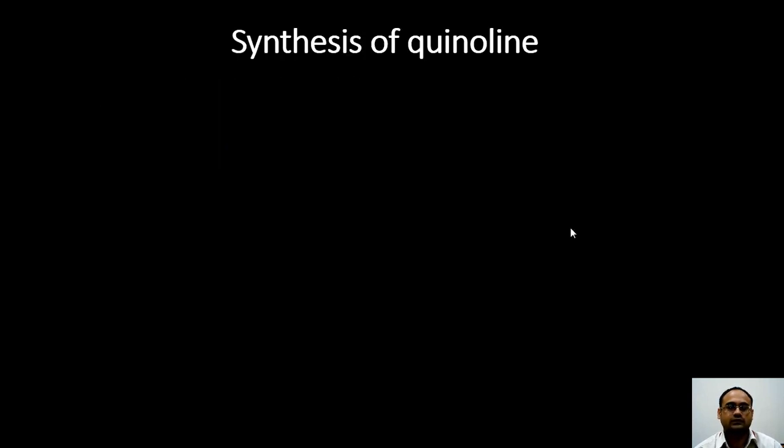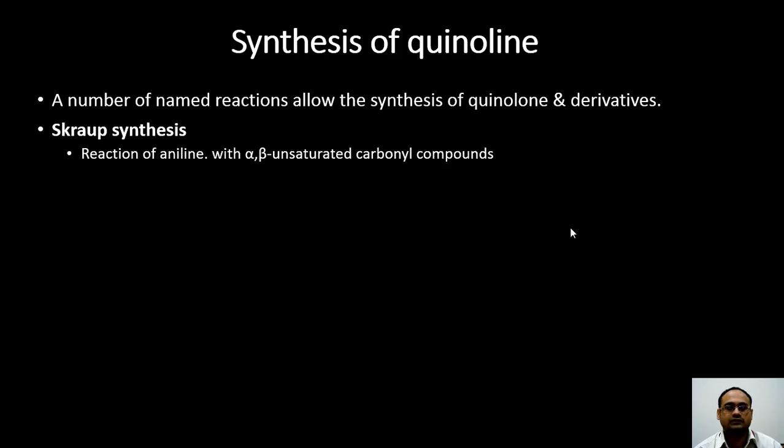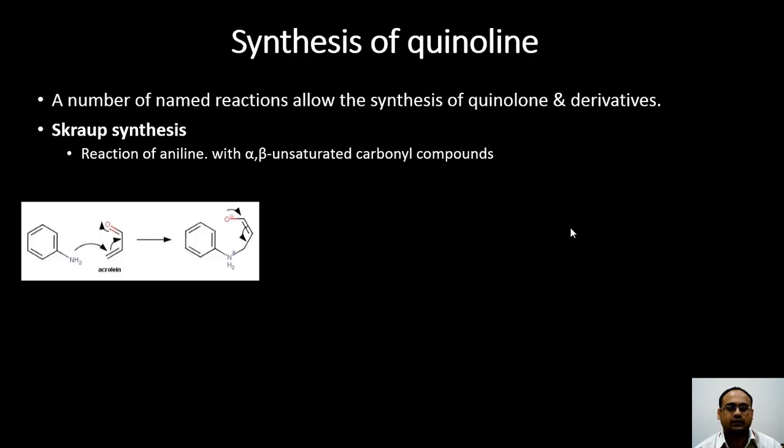Now let us turn toward the synthesis of these important quinoline derivatives. A number of named reactions allow us to synthesize quinoline and its derivatives. So let us study them one by one. So the first important synthesis method that we want to study is the Skraup synthesis. In this Skraup synthesis, aniline is reacted with an alpha beta unsaturated carbonyl compound. An alpha beta unsaturated carbonyl compound like acrolein may be used here.